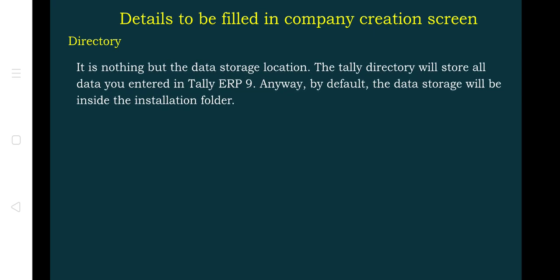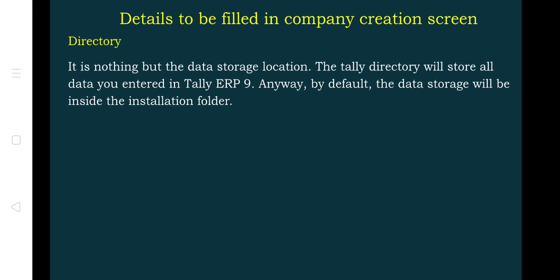First, the directory. It is nothing but the data storage location. The Tally directory will store all the data you enter in Tally. By default, the data storage will be inside the installation folder. We install Tally in one folder, and within that folder we start by double clicking on the software and working on it. Whatever data you give about the company will all be stored in the installation folder itself. That is called the directory. Directory is the storage area.